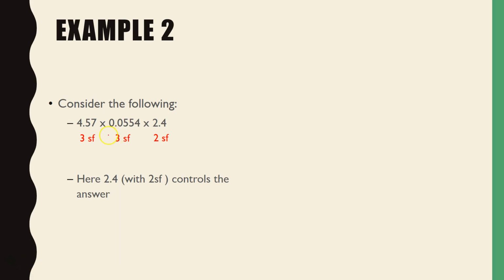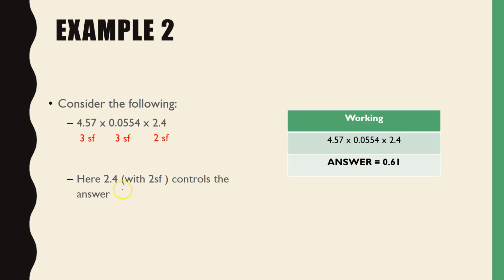In this number here, we've got 4.57, 0.0554, and 2.4. Because we're completing a multiplication, we're dealing with significant figures. So the number that we have, 2.4, has two significant figures, and that controls the accuracy of the answer, so therefore it's 0.61.